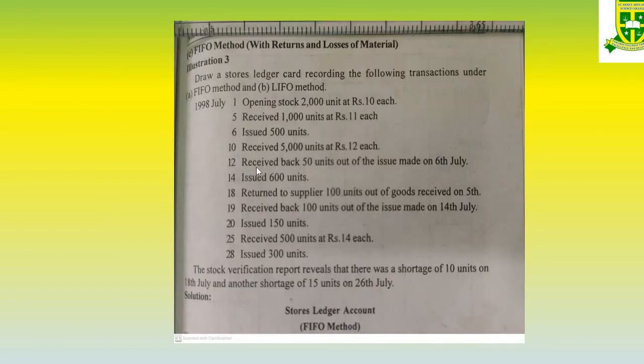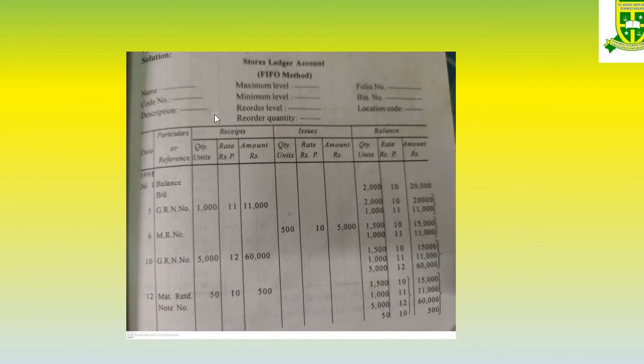Next, the entry is for 12th. Received back 50 units on the issue made on 6th July. On 6th July, how much did I issue to the manufacturing process? 500 units were issued. Now I am receiving back into my store ledger. So for my store it is coming back. So I have to make an entry in receipts, because we are getting back. If we are going out, we make an entry in issue. If we are receiving, we make an entry in receipts.